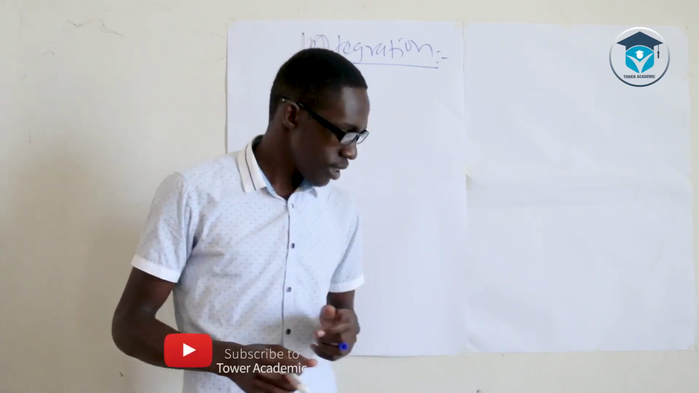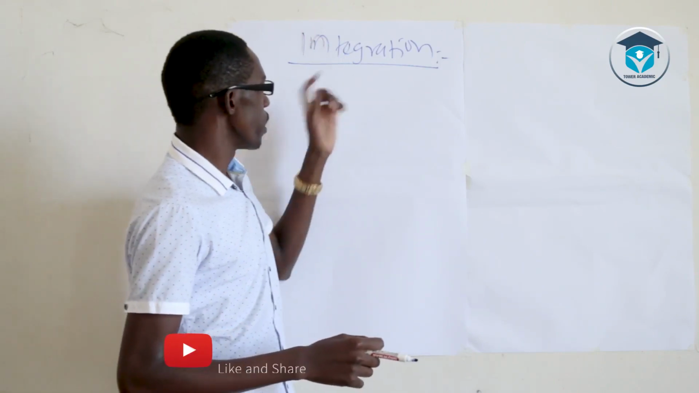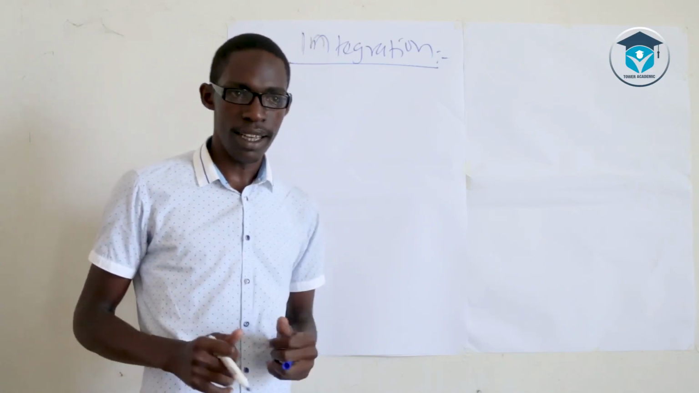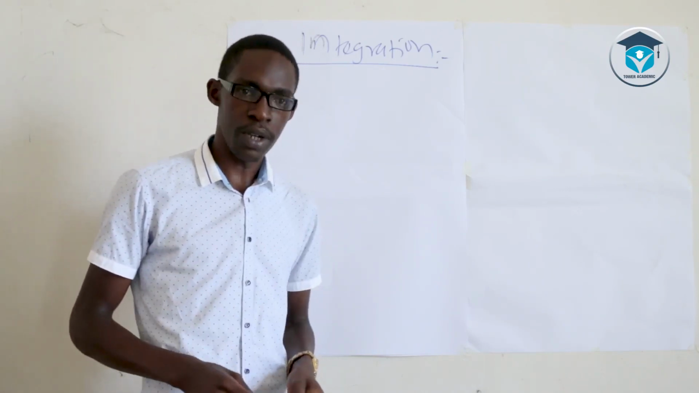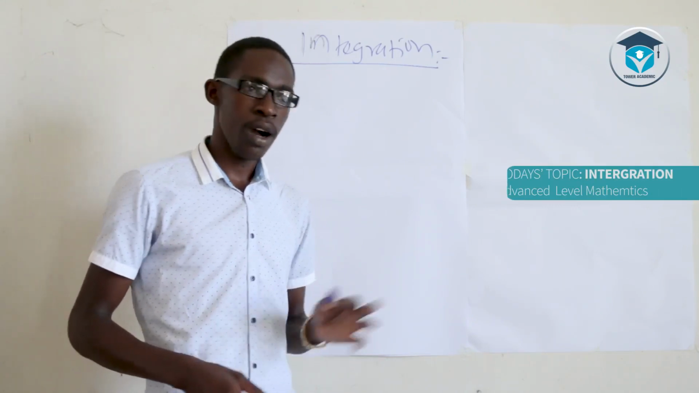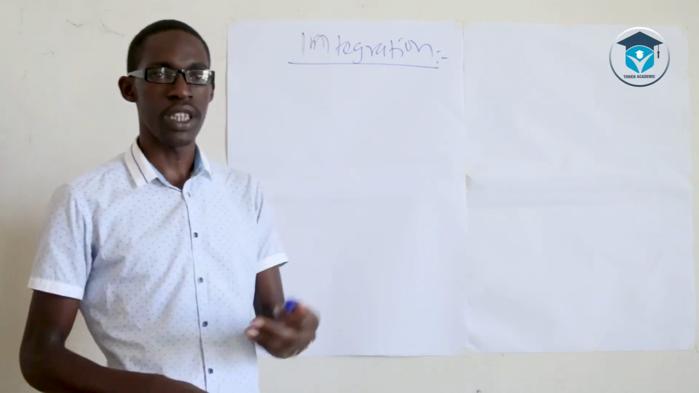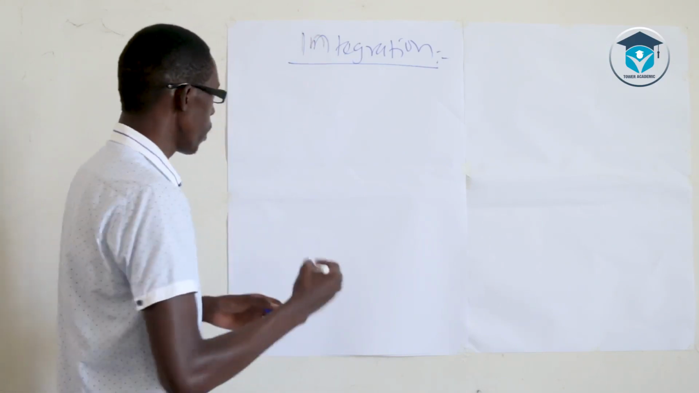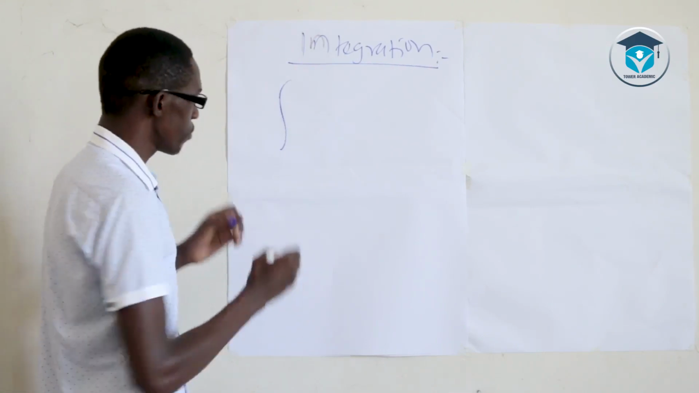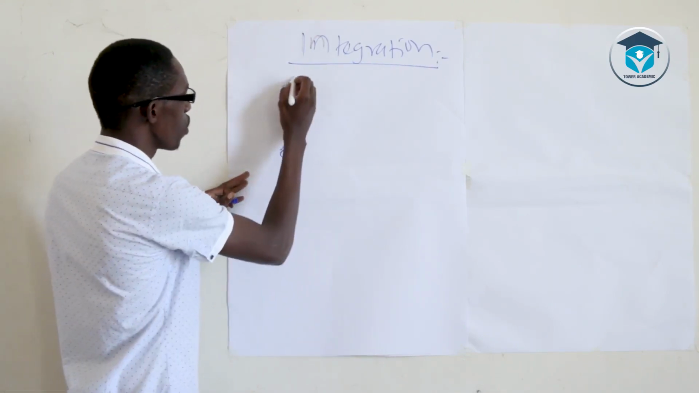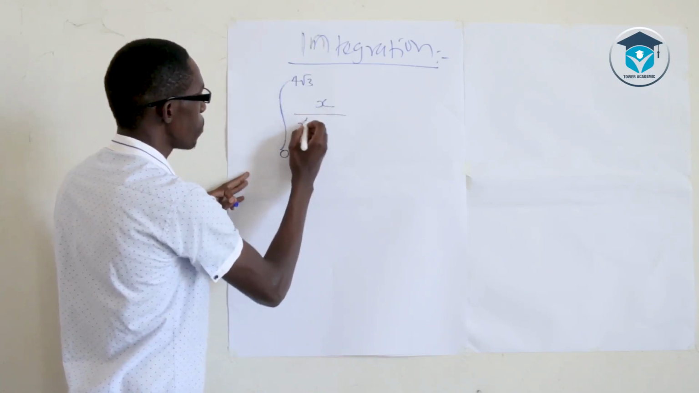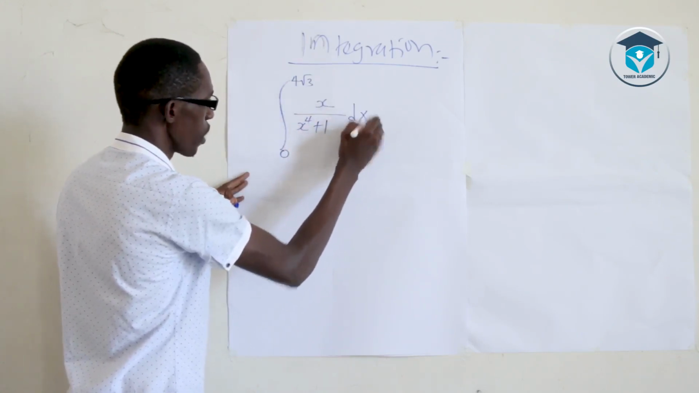So tonight, as I take you through this integration, this goes to the candidates, senior sixes, that are preparing for UNEB. We have done some integration, and now tonight we are going to proceed from where we ended. For example, you are given a problem: integrating from 0 to 4 root of 3, x over x power 4 plus 1, with respect to x.